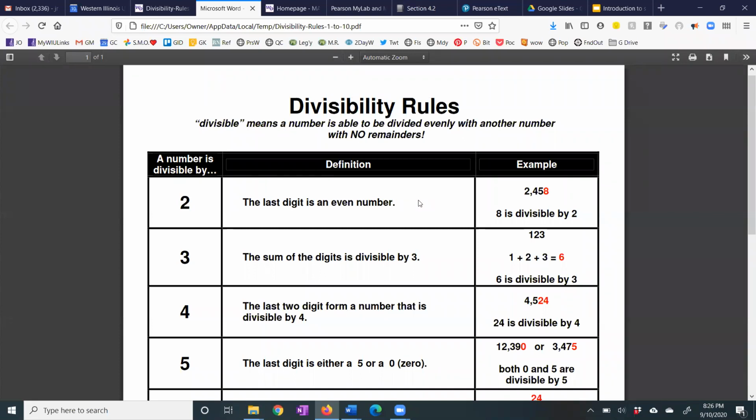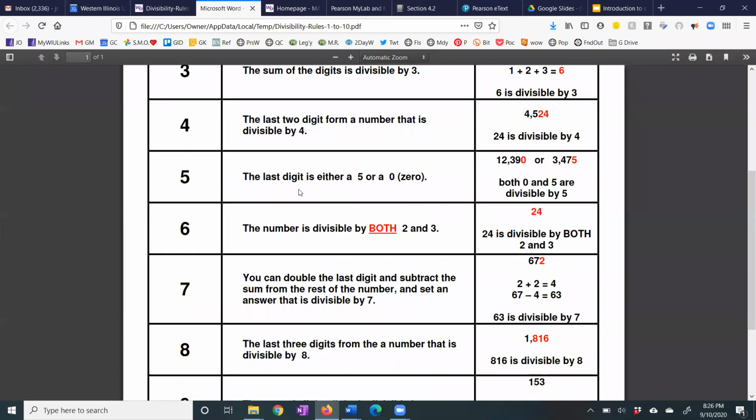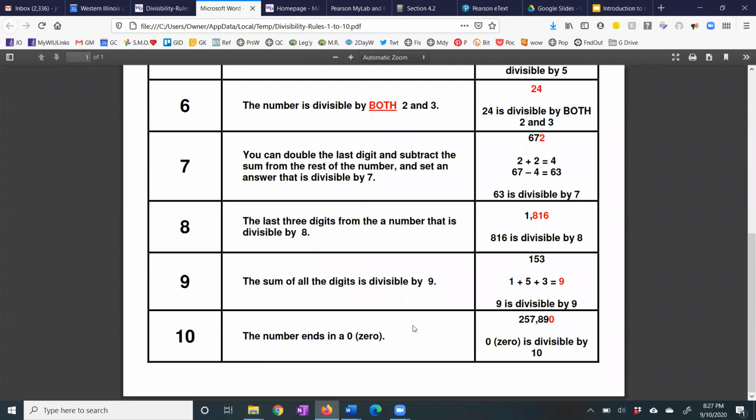You probably know the divisibility test for 5. Here it is. The last number needs to be a 5 or a 0. For example, 12,390 is divisible by 5 because it ends in a 0. 3,475 is divisible by 5 because it ends in 5. You probably also know the divisibility test for 10, which is at the bottom of our list. If it ends in a 0, then it's divisible by 10.